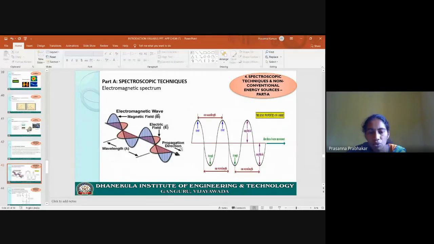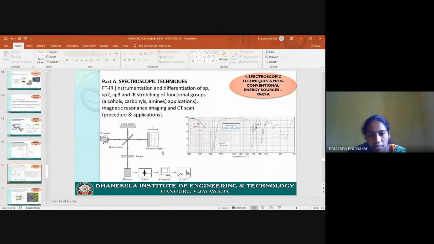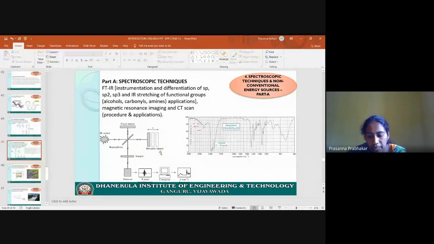In this unit, mainly we discuss what a spectrum is. What are some of the definitions available? What is a magnetic field? What is an electric field? What is the propagation direction? What is wavelength? All those definitions are introduced in this spectrum. Next, this is the instrumentation of IR. Next, this is the instrumentation of FTIR. Those are the instrumentations.